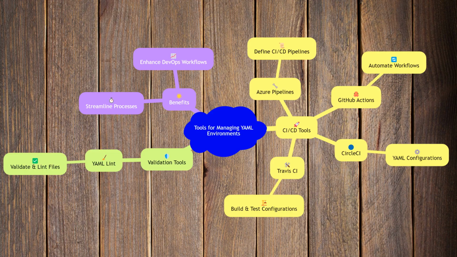Several tools can help you manage YAML environments effectively. These include: 1. Azure Pipelines, a powerful tool for defining CI/CD pipelines using YAML. 2. GitHub Actions, which allows you to automate workflows directly from your GitHub repository using YAML. 3. CircleCI, another CI/CD tool that supports YAML configurations. 4. Travis CI, a continuous integration service that uses YAML for defining build and test configurations. 5. YAML Lint, a tool for validating and linting your YAML files to ensure they are error-free. Using these tools can streamline the process of managing YAML environments and enhance your DevOps workflows.